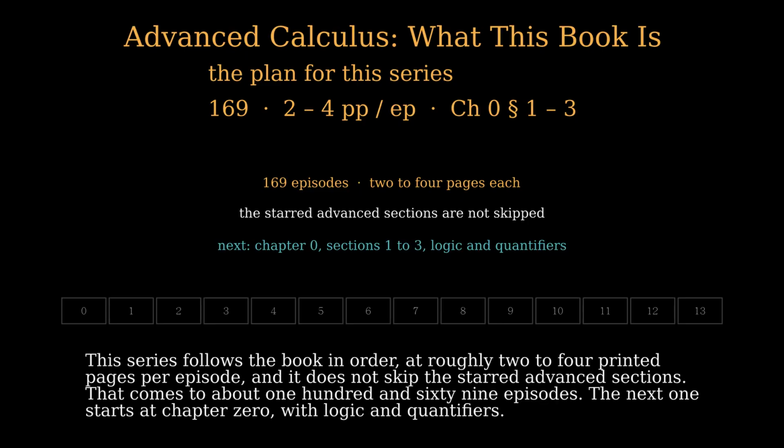This series follows the book in order, at roughly 2 to 4 printed pages per episode, and it does not skip the starred advanced sections. That comes to about 169 episodes. The next one starts at Chapter 0, with logic and quantifiers.